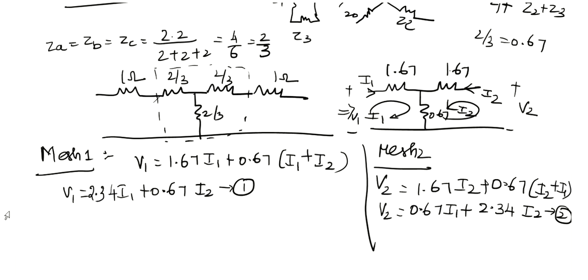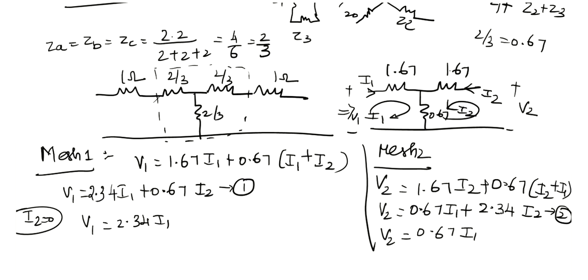Now we have an idea. You can make I2 equal to 0 or V2 equal to 0. So I am making I2 equal to 0. What you are getting, V1 will be equal to 2.34 I1. So from this you can write the equation V1 by I1. V1 will be equal to 2.34 I1, and what about here? I'm making I2 equal to 0, so V2 will be equal to 0.67 I1.